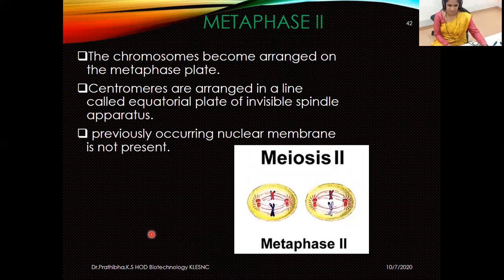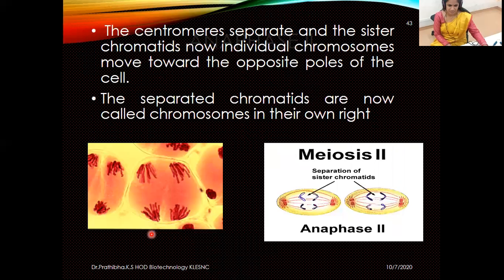Now let us go through metaphase 2. The chromosomes become arranged on the metaphase plate. Centromeres are arranged in a line called the equatorial plate of the invisible spindle apparatus. The previously present nuclear membrane is not present here. The centromeres separate and the sister chromatids, now individual chromosomes, move towards the opposite poles of the cell. The separated chromatids are now called chromosomes in their own right.